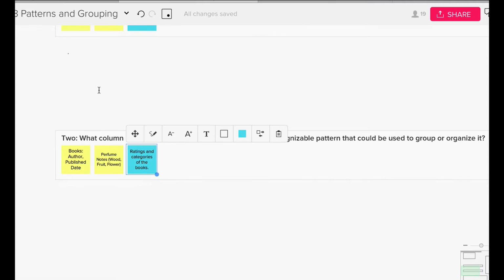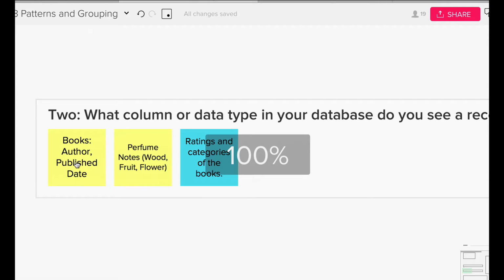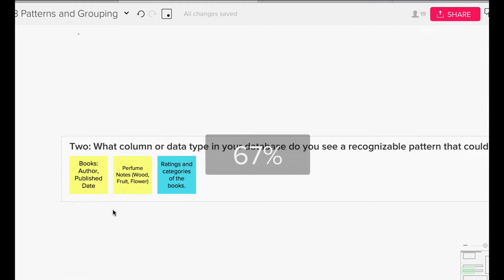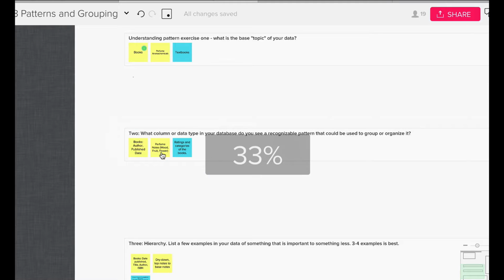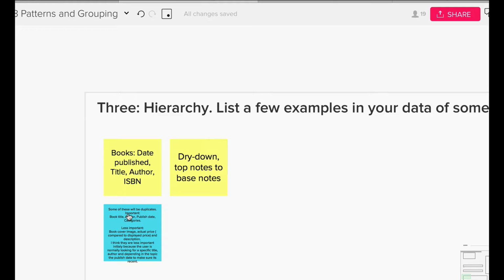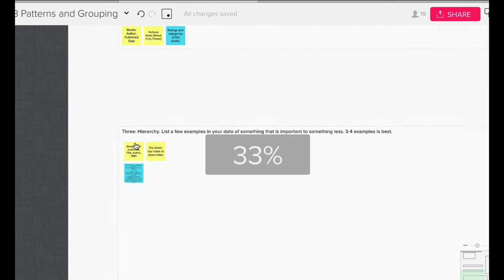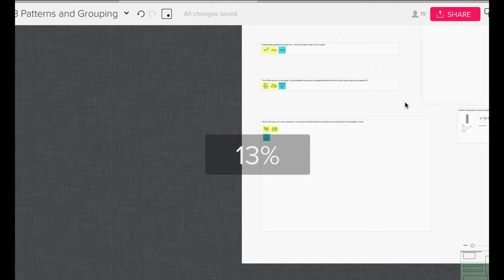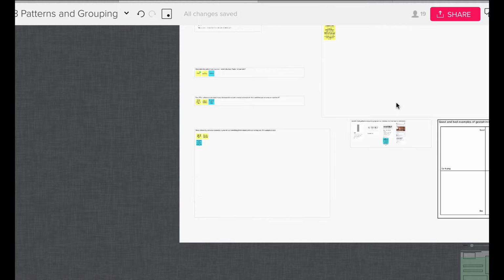And then, what are the data types that are part of a pattern? So when I think of books, the things that organize a book to me are authors. So author, hopefully maybe they've written more than one book, and publish date. That to me is kind of the only two organizing principles I could think of offhand. And I also did one for my perfume exploration. So these are some examples right now of what is a hierarchy, how could you start to organize.